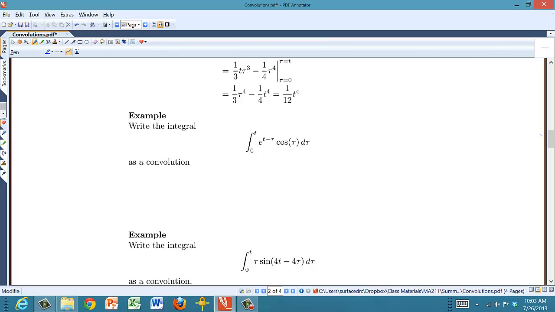The thing we're really going to want to do a lot of the time is recognize these integrals as convolutions. So here, how do I write this as a convolution? This looks like the integral from 0 to t of, this is e to the t with t minus tau plugged in, and this is cosine t. So this one is e to the t convolved with cosine t.